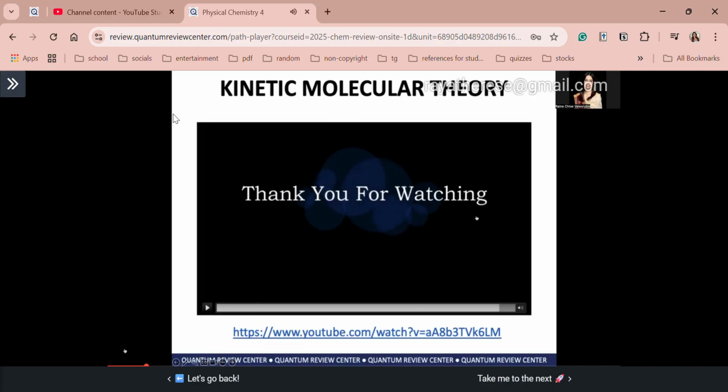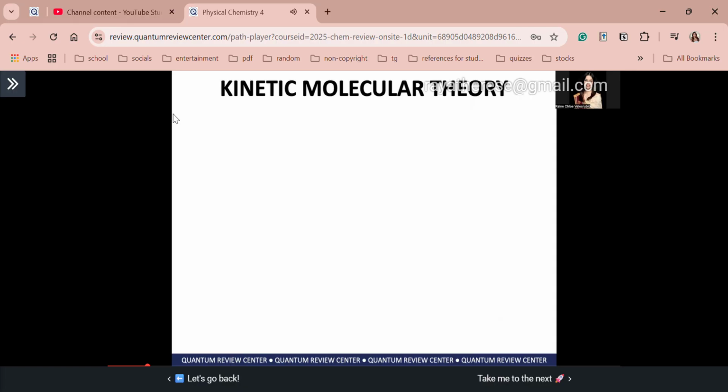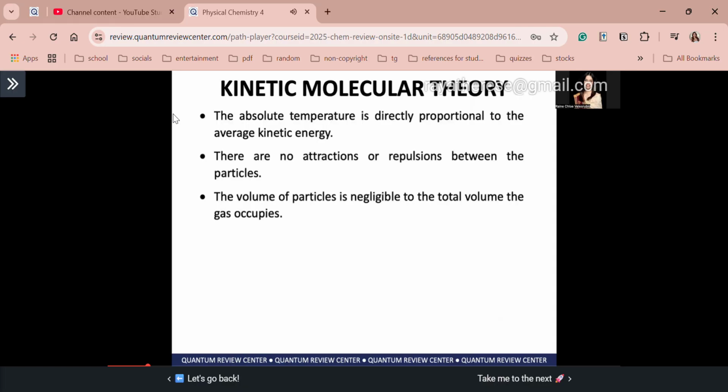So now you know the concept of kinetic molecular theory, okay? We need to memorize the postulates for the board exam. So, these are the postulates of the kinetic molecular theory, okay? First, the absolute temperature is directly proportional to the average kinetic energy. Right? Because when you increase the temperature, the kinetic energy of the particles increases. That's why the gas particles will move faster.